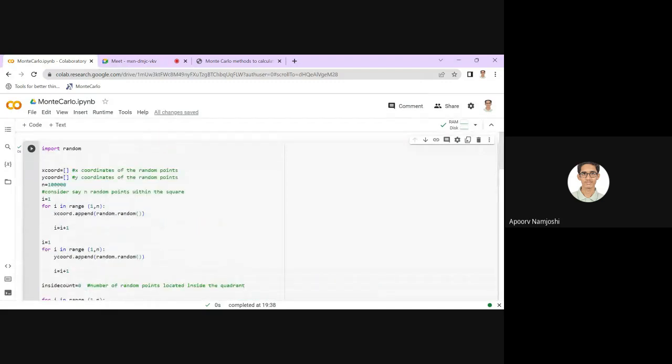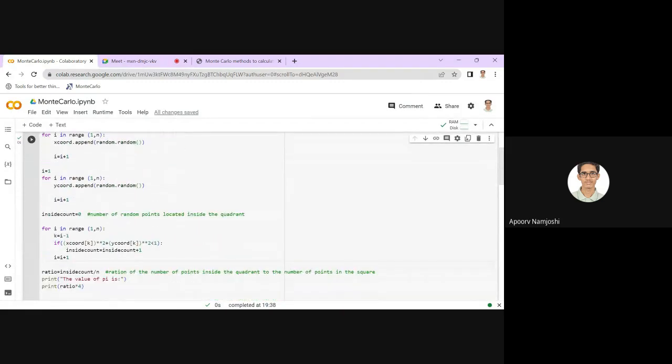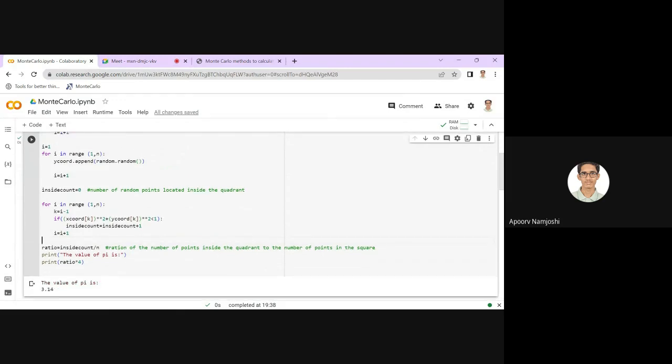So as we increase the number of points that are distributed, the number of random points that we distribute across the square, we get a more and more accurate value of pi.